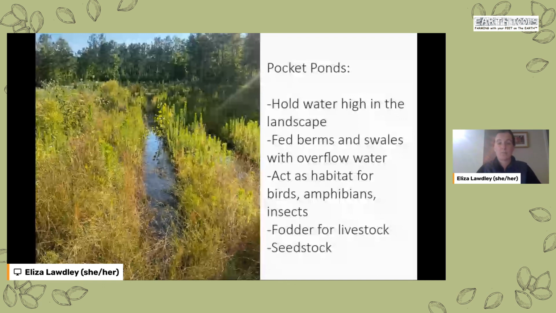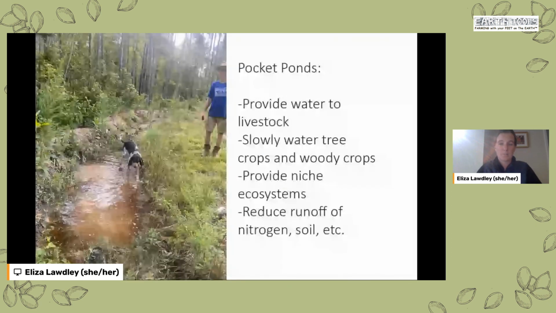This is what a more mature berm and swale can look like, holding water. For us, it provides water to chickens and ducks. It helps slowly water our tree crops and other woodies. It provides a niche ecosystem within a forest, acting like a little riparian buffer within a tree canopy or within a tree system. And then it also helps reduce runoff, both of compost and nitrogen heavy sources like animal waste. And it also keeps soil from washing into these tree buffers.